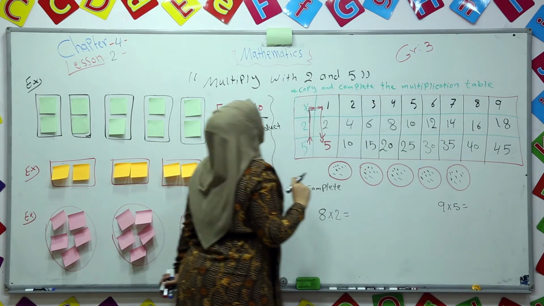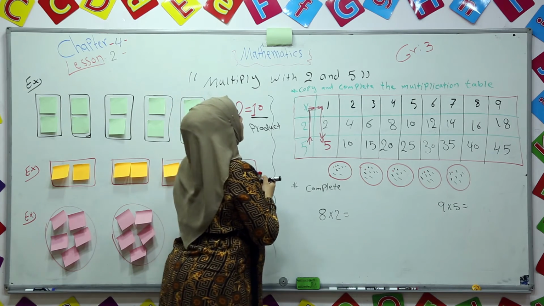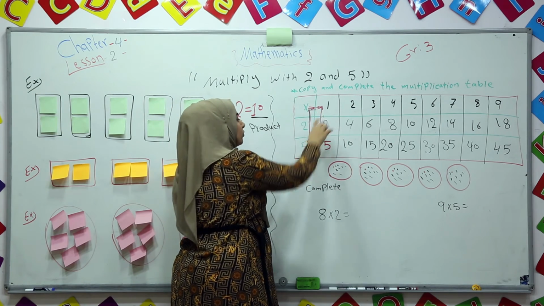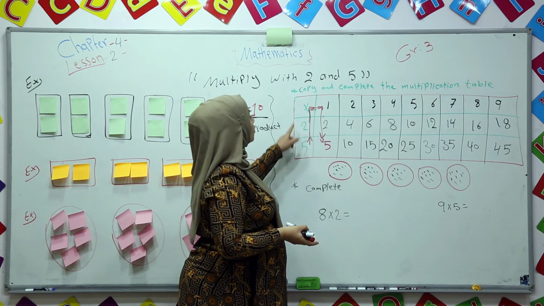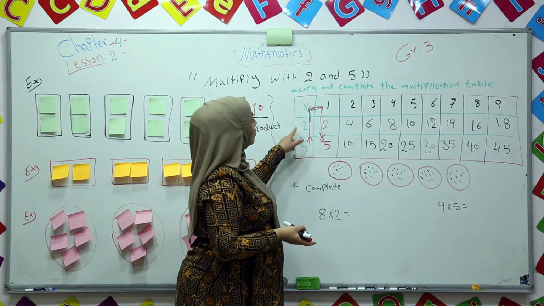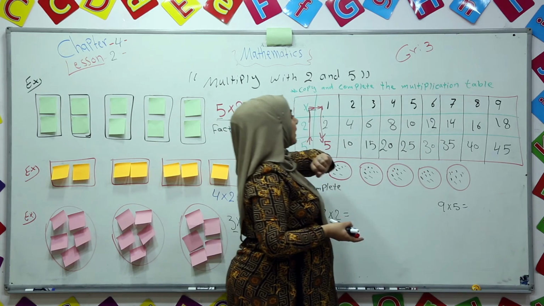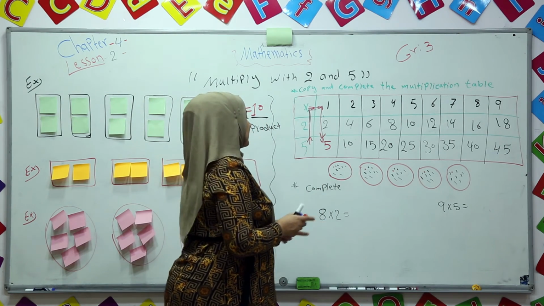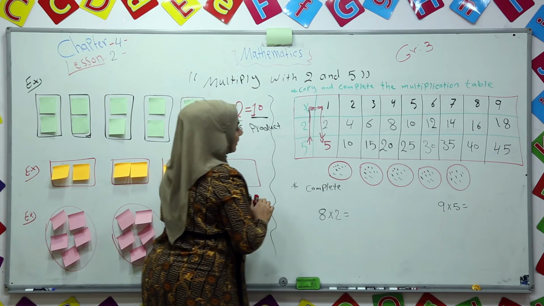Okay, students, you should memorize the times table. You should memorize the multiplication table of 2 and 5. 2 times 1, 2. 2 times 2, 4. 2 times 3, 6. 2 times 4, 8. You should memorize it.